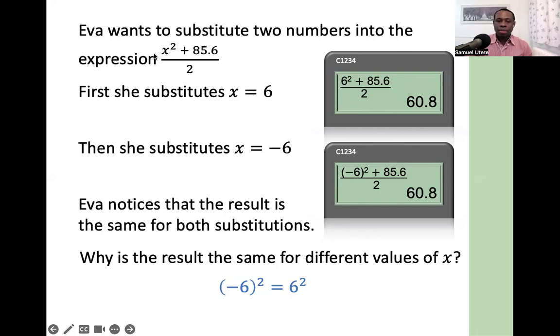When we have negative 6 squared, this is what we mean: negative 6 times negative 6. Now, did you remember from our previous lesson what multiplying two negatives will give us? It will give us positive, so that is positive 36. And that is the same as 6 squared. 6 squared is 6 times 6, which is 36. So Eva is right.